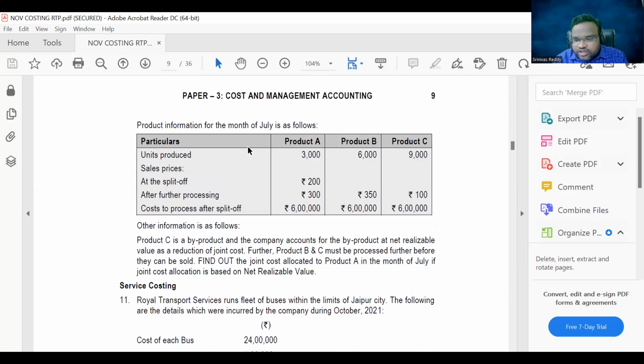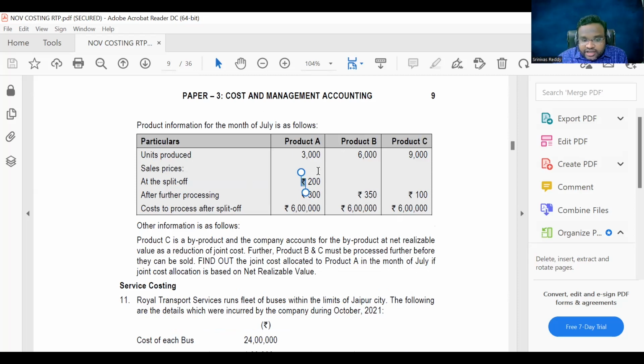Product information for the month of July is given. How many units produced? A 3,000, B 6,000, C 9,000. Product A, sales value at the split-off is 200. After further processing, can sell at 300. Cost after split, further processing cost 6 lakhs, 6 lakhs, 6 lakhs.